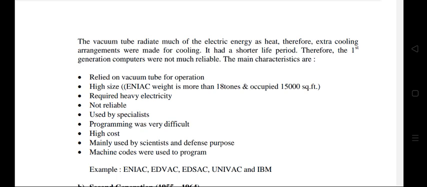The main characteristics are: relied on vacuum tube for operation. High size, enough weight, more than 18 tons, and occupied 15,000 square feet. Required heavy electricity, not reliable, used by specialists. Programming was very difficult, high cost, mainly used by scientists and for defense purpose. Machine codes were used to program. Examples: ENIAC, EDVAC, EDSAC, Univac and IBM.